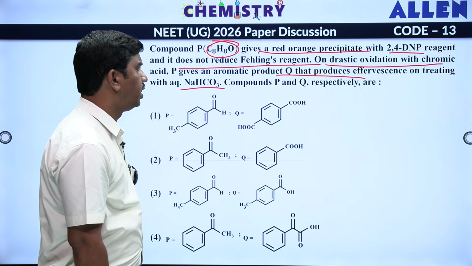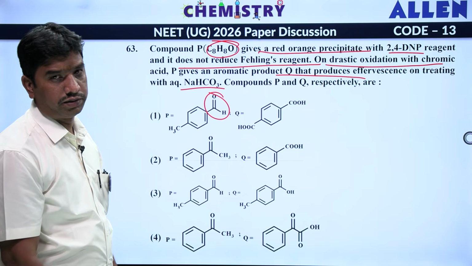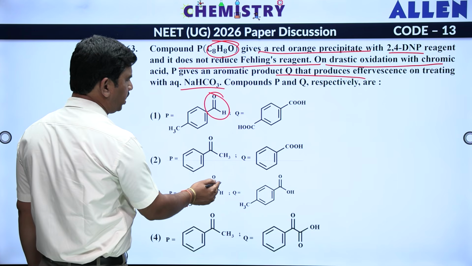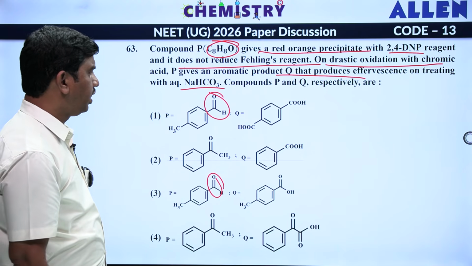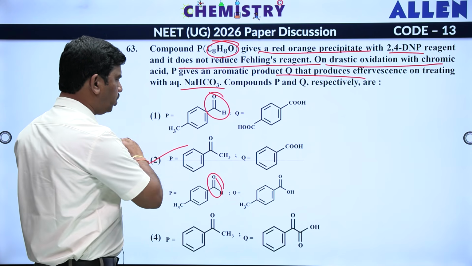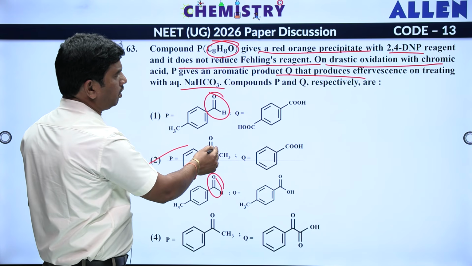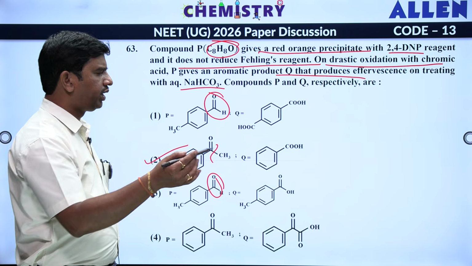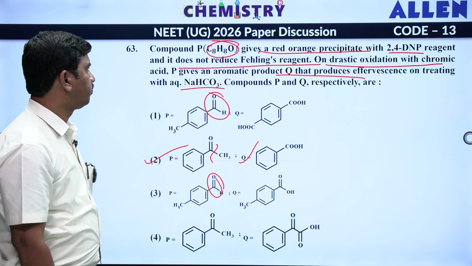For aldehydes, there is no need of drastic oxidation, since aldehydes can be oxidized easily. So you can eliminate aldehydes. Aromatic aldehydes anyhow cannot react with Fehling's reagent. So go to the ketone, acetophenone. Acetophenone on oxidation produces benzoic acid and formic acid, which decomposes. So option 2 is the answer for question 63.